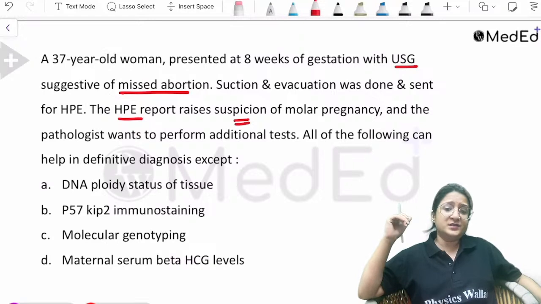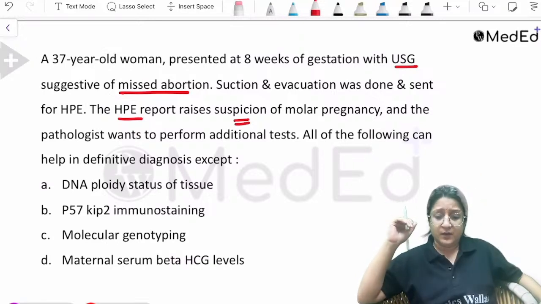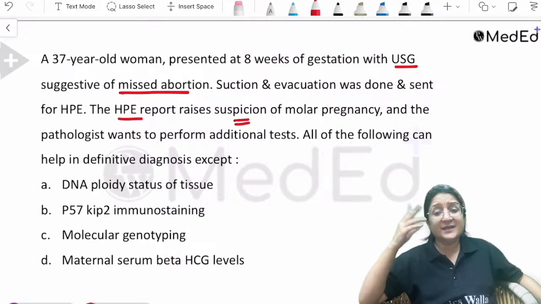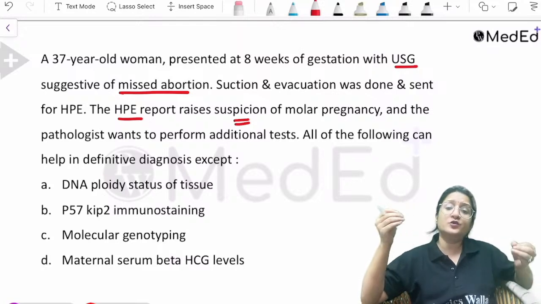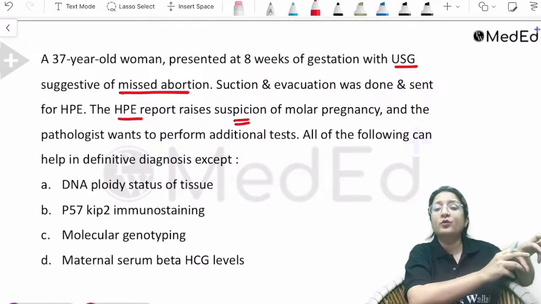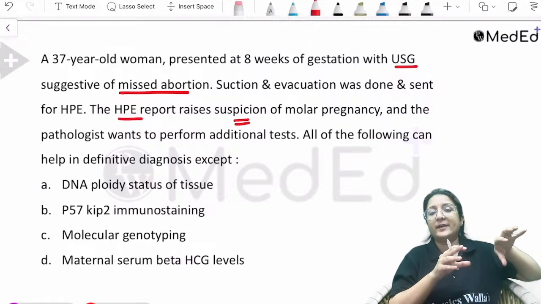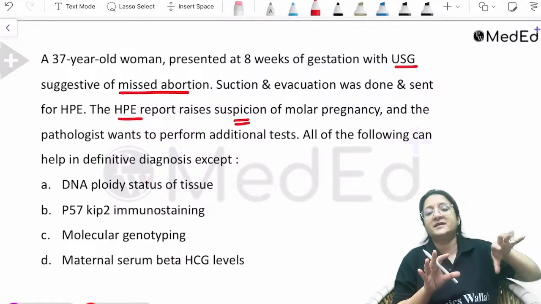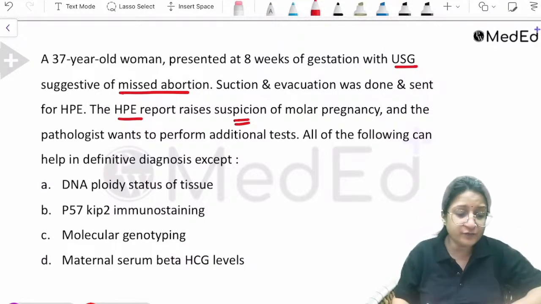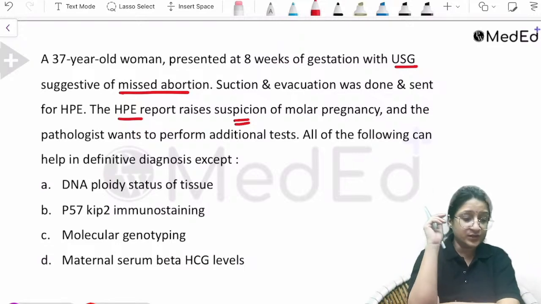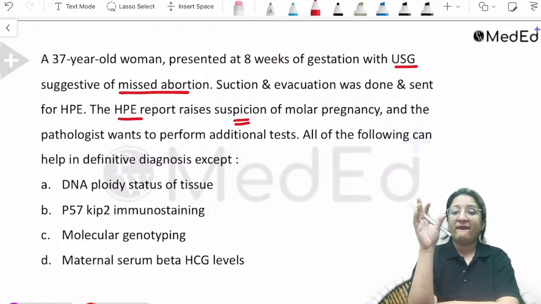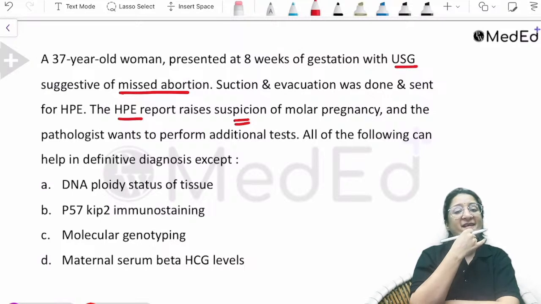Particularly when the diagnosis is made in early gestation. So the histopath report is raising the suspicion. He's not sure. The pathologist wants to do additional tests on the tissue that you have sent for histopath. That's another clue. All of the following can help in definitive diagnosis, except.